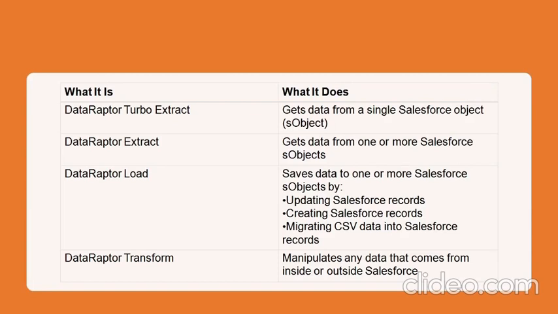Let's consolidate all the DataRaptors here. We have four DataRaptors. DataRaptor turbo extract will get the data from a single object. DataRaptor extract will get the data from one or more Salesforce objects. DataRaptor load will save the data to Salesforce. And DataRaptor transform will manipulate the data from one form to another form.